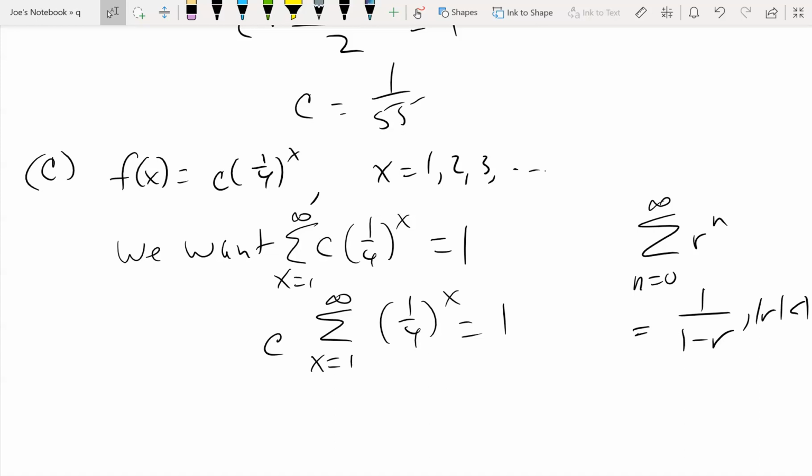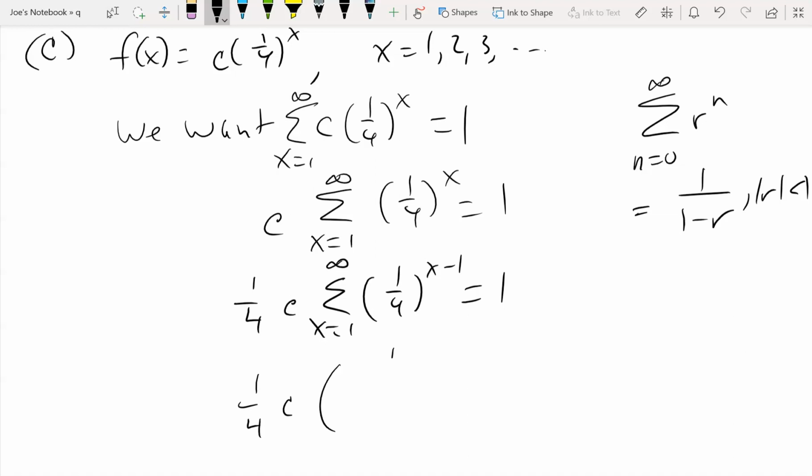We also did this at the end of Calc 2. This one starts at 1 instead of 0, so I have to do a little bit of adjusting, because this formula works when you put in 0 and get a 1 to start it out. To get this to start at 0, I can factor out 1/4. There are different ways to rewrite it, but the easiest way I think is to pull out a 1/4, which makes my exponent x minus 1. So when I plug in 1 here, now I get 0. So that series now adds up to 1 over 1 minus 1/4. Notice when you plug in 1, your exponent starts at 0, and when I plug in n equals 0, it starts at 0. So I really can just apply the formula directly.